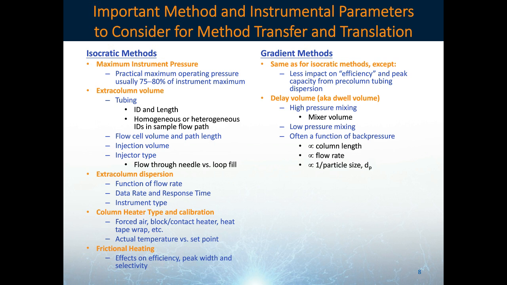And for gradient methods, we need to think about the delay volume or dwell volume in terms of whether we have high pressure mixing, which would be influenced by the mixer volume, or low pressure mixing, which generally gives higher dwell volumes. And this is often a function of back pressure, which is proportional to the column length, flow rate, and 1 over the particle size.